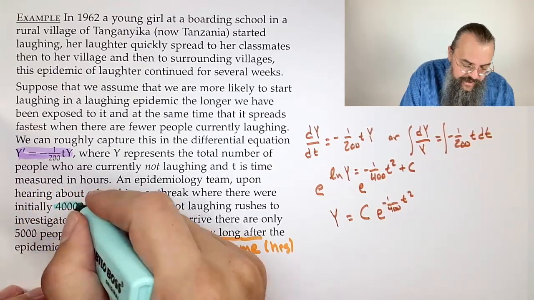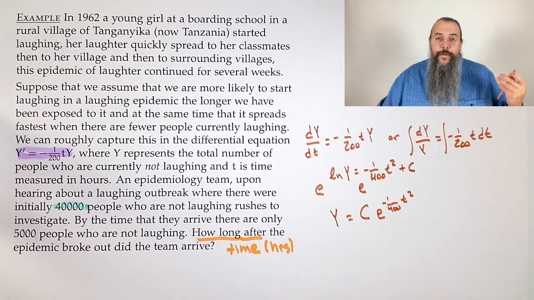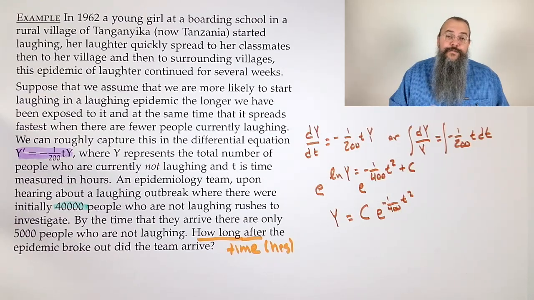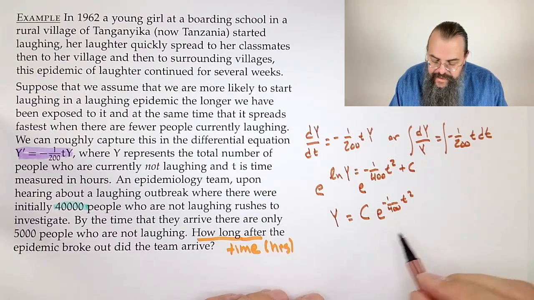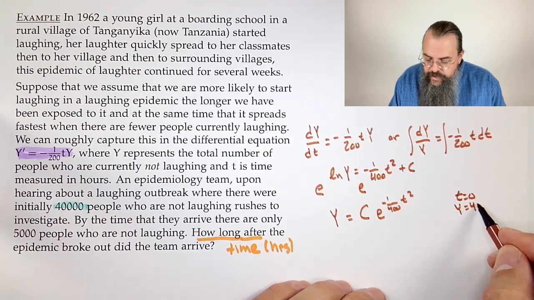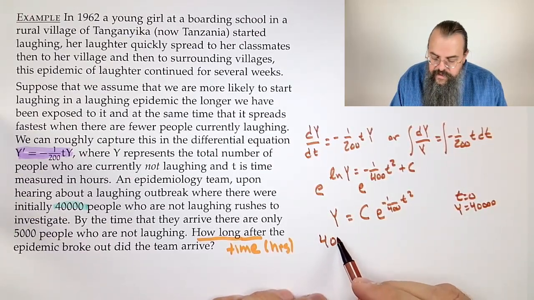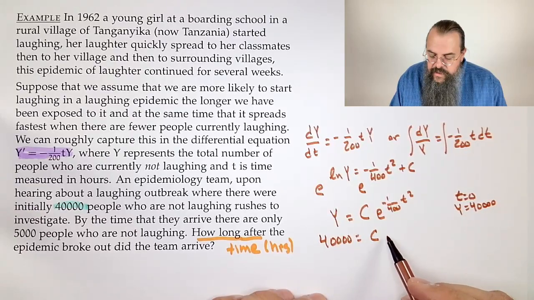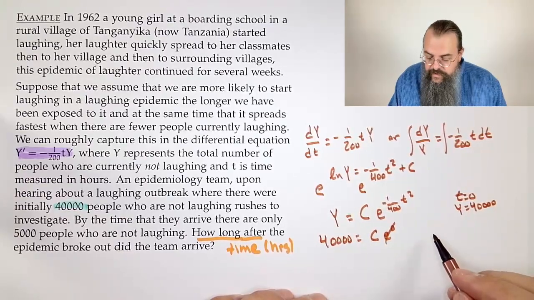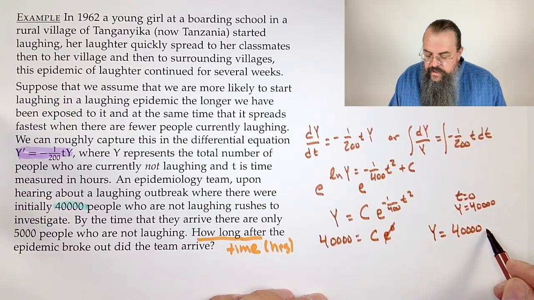So we have this 40,000 who are not laughing. Well, what does that tell us? Well, that tells us what is y at time 0. So we can say, aha, when time equals 0, capital Y equals 40,000. So that tells us that 40,000 is equal to c e to the 0. So great, we know what c is. So we're doing great. So y is 40,000 e to the minus 1 over 400 t squared.